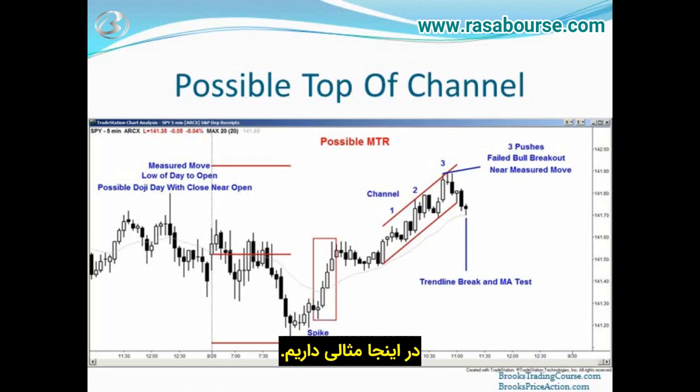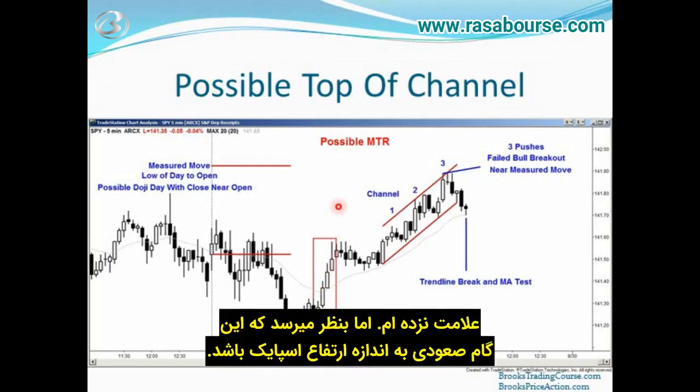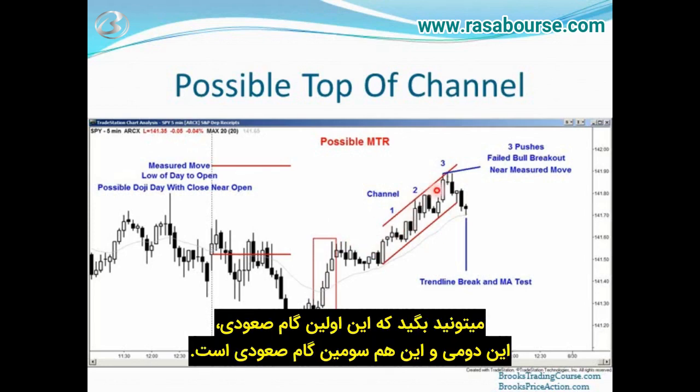Here's an example. We have a strong bull spike, probably will result in some kind of a measured move up. I don't have it marked in here, but it looks like the high is about a measured move up based on the height of the entire spike. And then after the spike, we have 3 pushes up. 1, 2, 3. You could argue that this is the first push, this is the second, and that's the third.